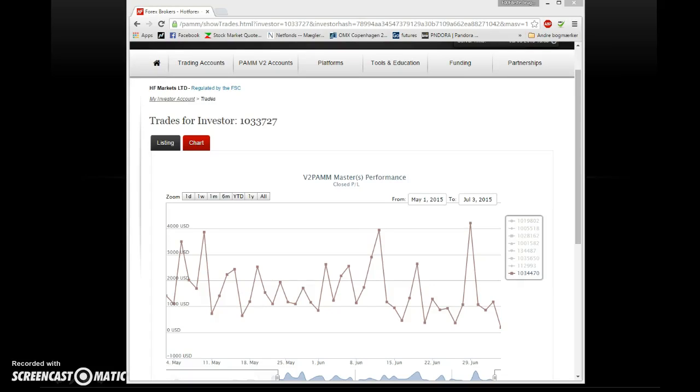As you can see on the screen, this is how the return has been created during the period this system has been running. And from the 1st of May, where we started in, I think it was a weekend, or no, it was a Friday. And you can see here that if you look at the overall return, this system has started out with approximately $300,000.